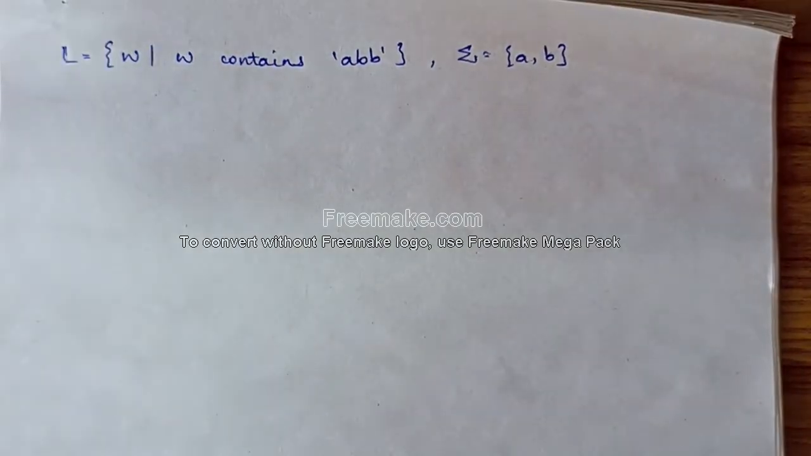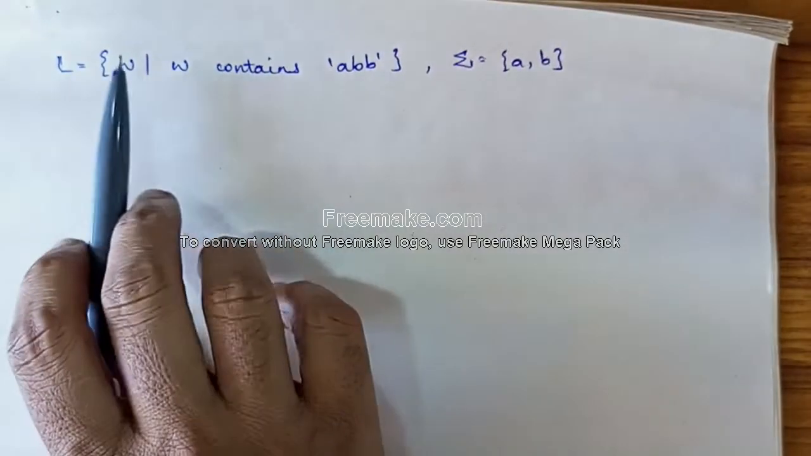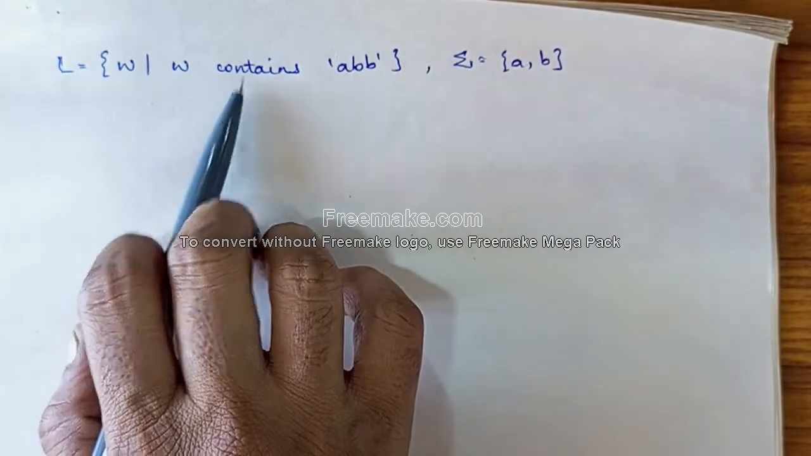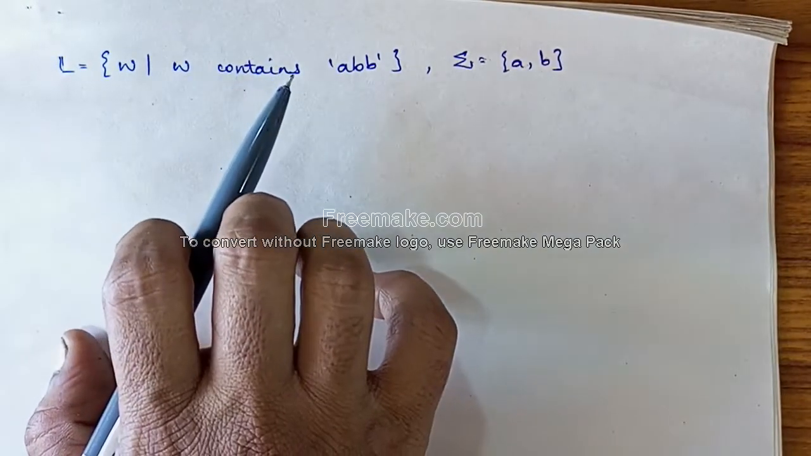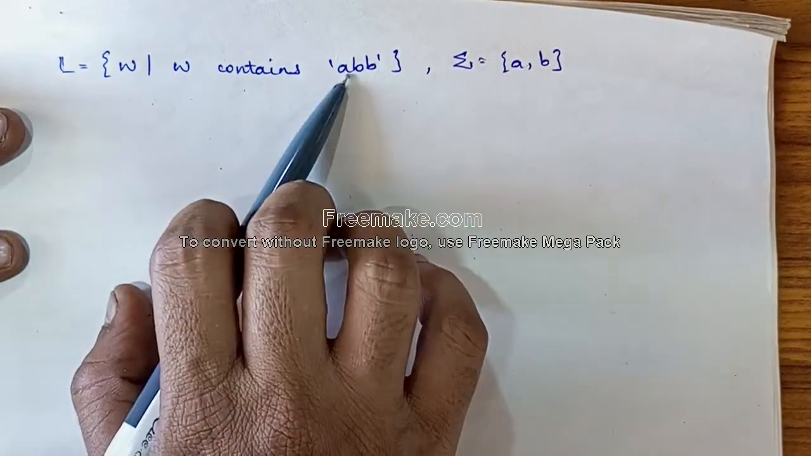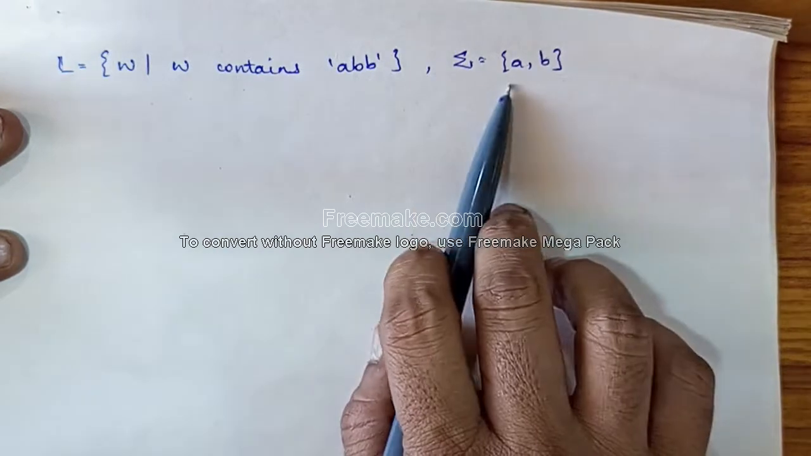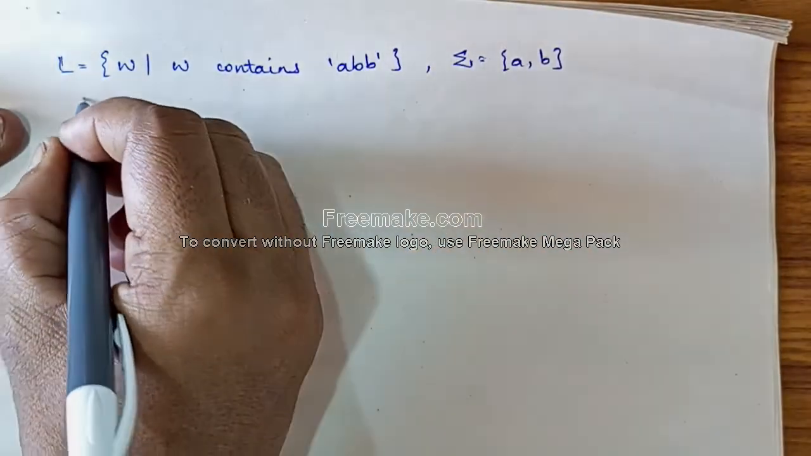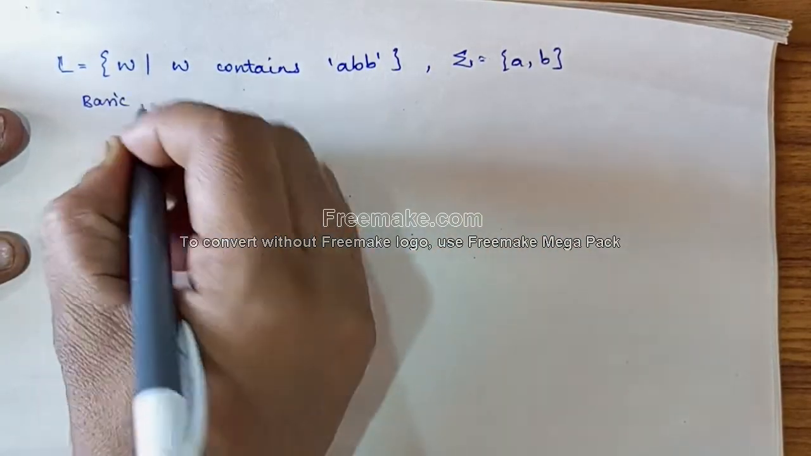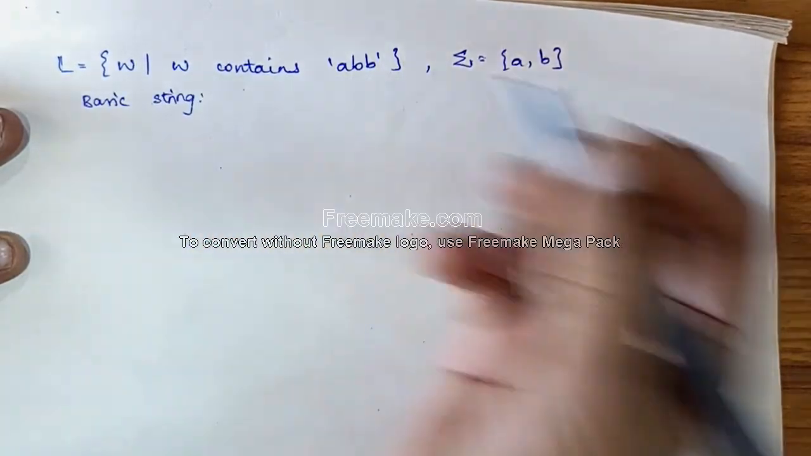Okay, we'll take another example for deterministic finite automata. Here, the language contains strings which contain ABB. In the last example, we had seen ends with ABB. Now the question says contains ABB, and the input symbols are A and B.